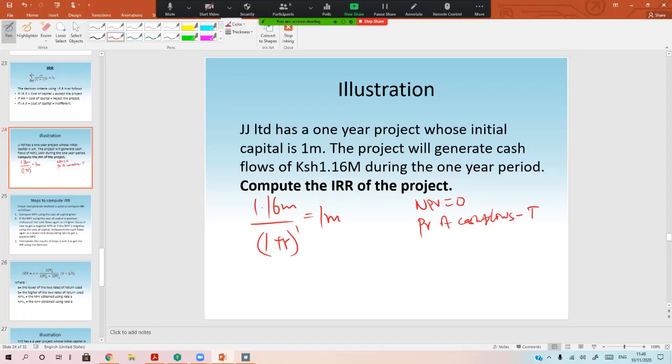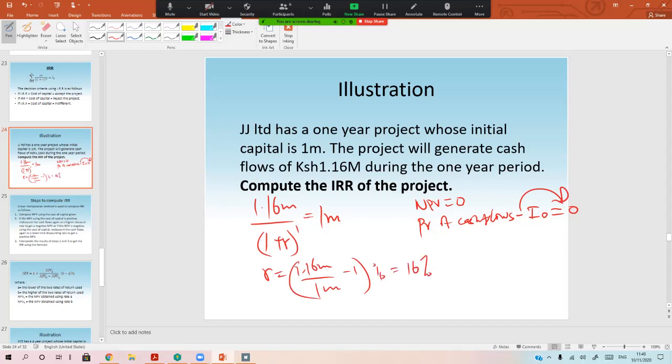Okay, minus initial cost I0 is equal to zero. So we can bring this over to become positive. Therefore, the present value of cash flow is equal to the initial investment cost, which gives us 1 million. Therefore, R is equal to 1.16 million divided by 1 million, minus one. And of course, we express it as a percent, which gives us 16%.